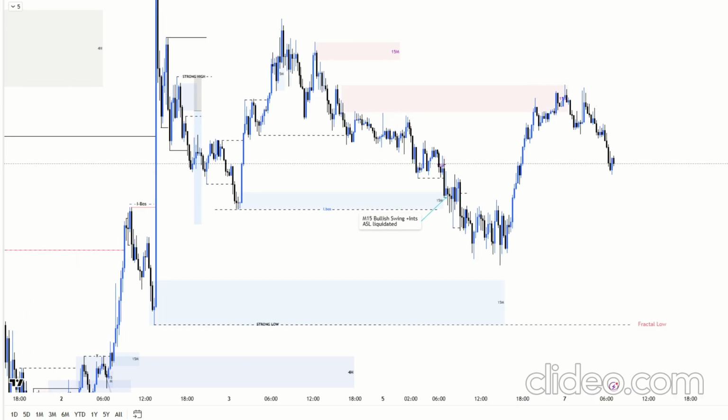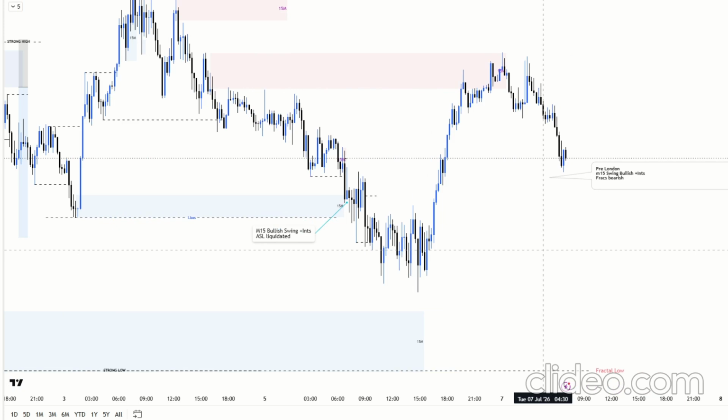So with these on the pre-market, what we shall say is pre-London: 15 swing bullish plus internals, fractals bearish. So if you like trading today on EU, then it's a bit complicated. Yeah, so I'll just leave it at that. I'm not interested in EU for today.